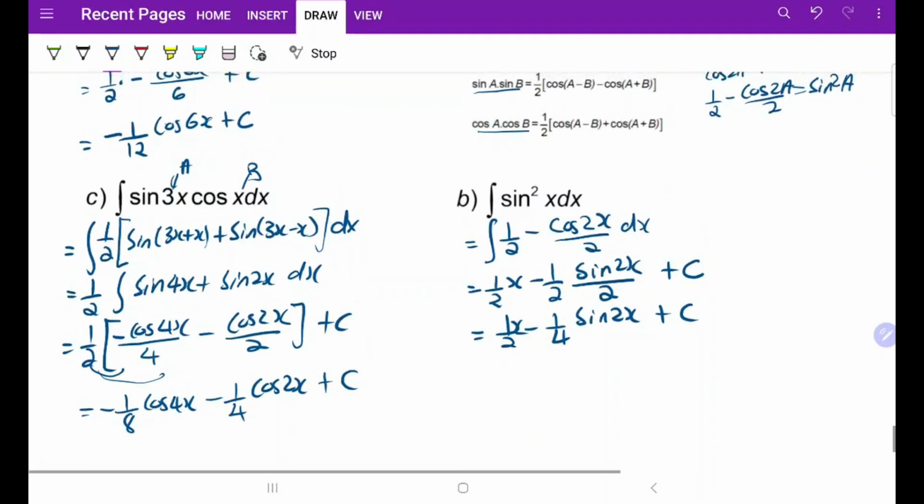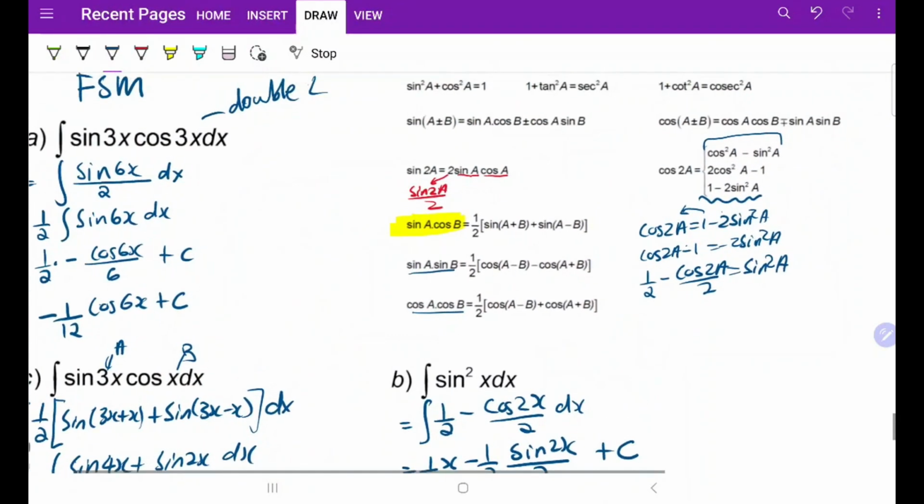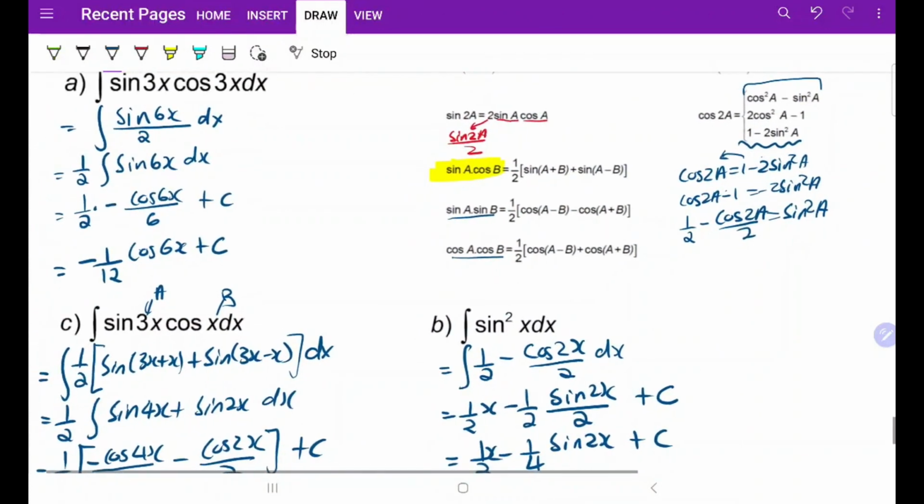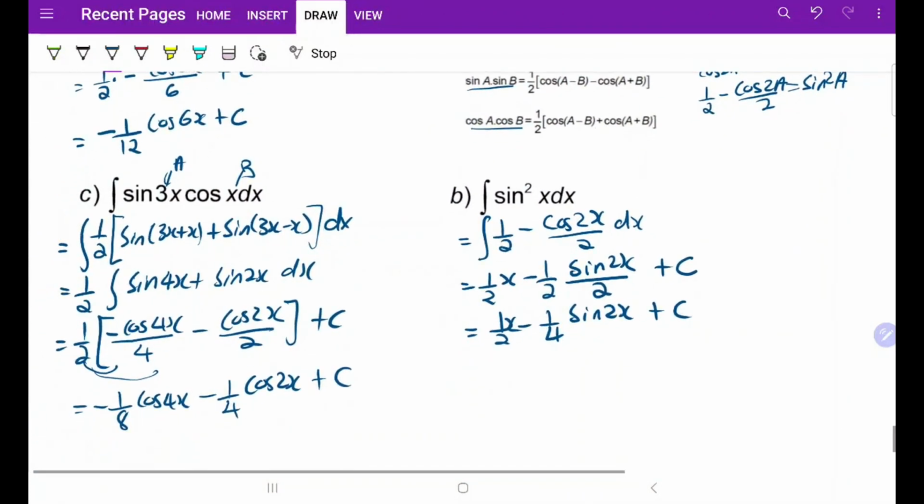So I hope this video gives you a good understanding on how to use identities, use your formula sheet in order to simplify integration that involves trigonometric functions and their identities in order to be able to solve them.